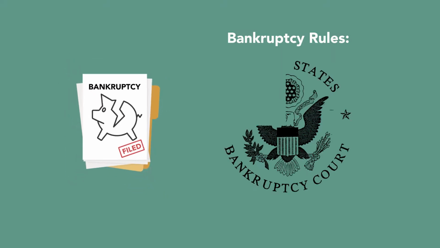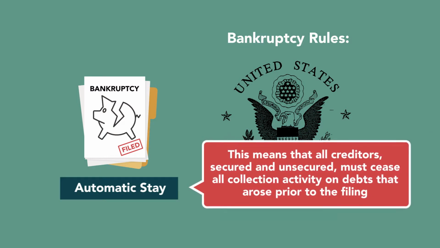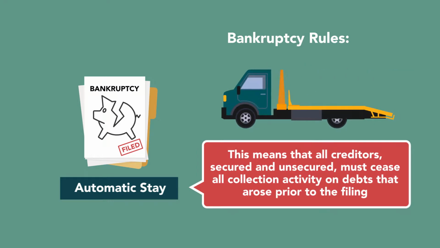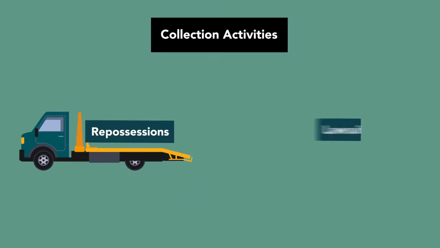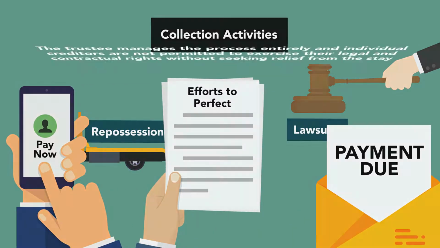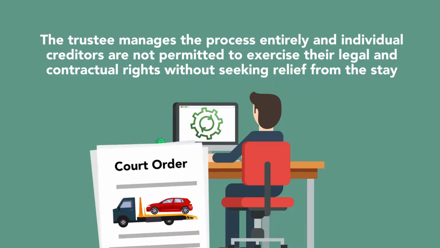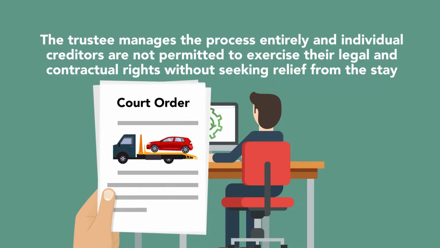As soon as a bankruptcy filing is made in the bankruptcy court where the debtor resides or operates, an automatic stay takes effect. This means that all creditors, secured and unsecured, must cease all collection activity on debts that arose prior to the filing. Collection activity broadly covers repossessions and lawsuits, as well as collection letters and phone calls, and even efforts to perfect. The trustee manages the process entirely, and individual creditors are not permitted to exercise their legal and contractual rights without seeking relief from the stay, which is a court order permitting them to proceed with a particular collection activity, and this is not easily available.